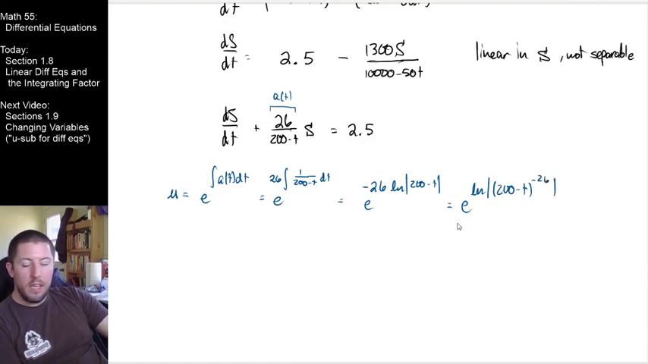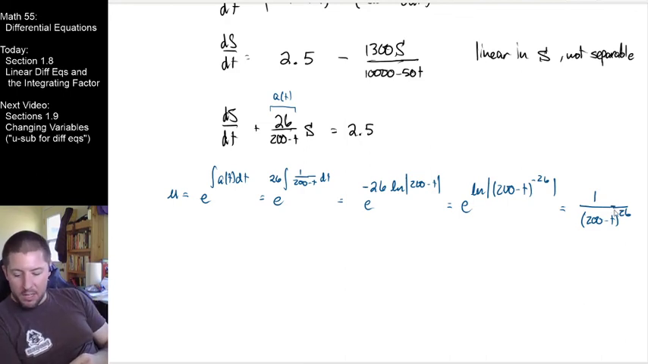And now I'm seeing e to the power of a natural log. Those cancel, just leaving you with the original expression here. So it looks like this is just going to be 1 over 200 minus t to the 26th power. So as promised, we're getting a pretty ridiculous integrating factor right here, right? That's not necessarily something that we are generally super comfortable with: a rational to the 26th power with a difference of t down there.